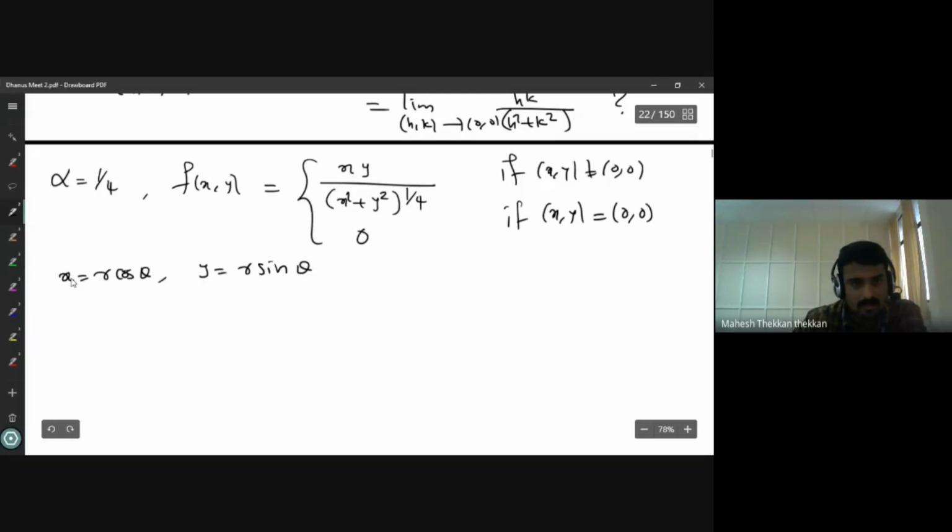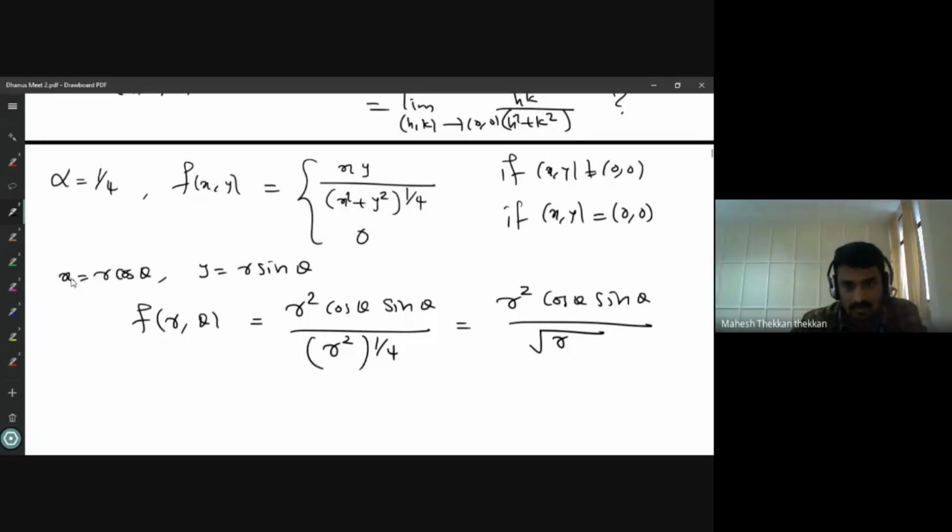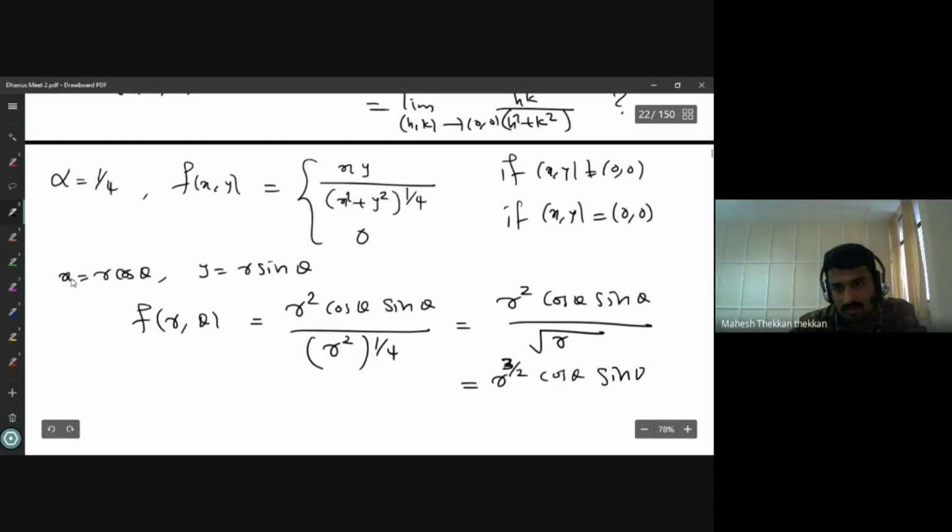So what is your f(r,theta)? Tell me. f(r,theta) is equal to r square cos theta sin theta divided by (r square) raised to 1 by 4, right? x square plus y square is r square. So this is r square cos theta sin theta divided by square root of r. So you can just bring this here, then it will be nothing but r to the power 2 minus half, which I will get. So it is 3 by 2, right? r to the 3 by 2 cos theta sin theta.